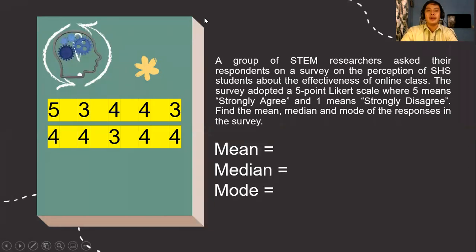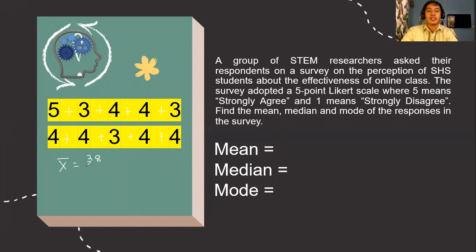So reflected here are the responses. We have 5, 3, 4, 4, 3, 4, 4, 3, 4, 4, respectively. First, we need to find the mean. To represent the mean, we use the symbol x bar, which means the sample mean. So you simply get the summation of the responses. We add 5 plus 3 plus 4 plus 4 plus 3 plus 4 plus 4 plus 3 plus 4 plus 4. And the summation will be 38.